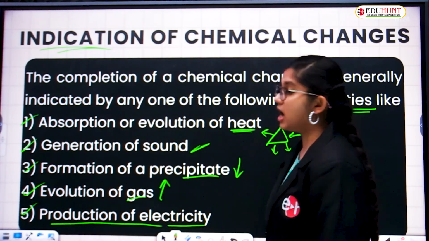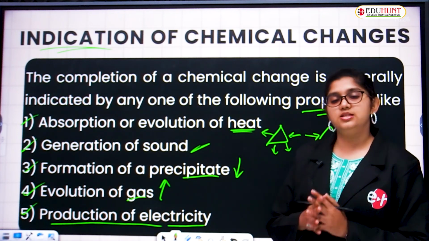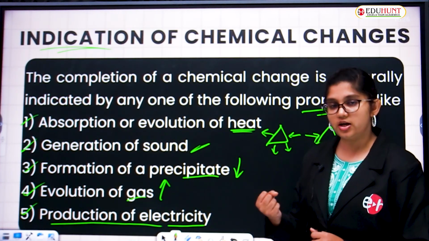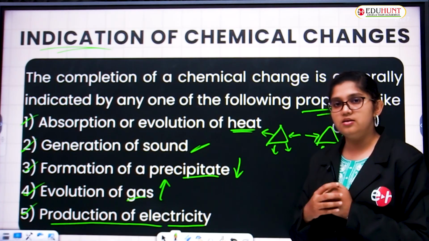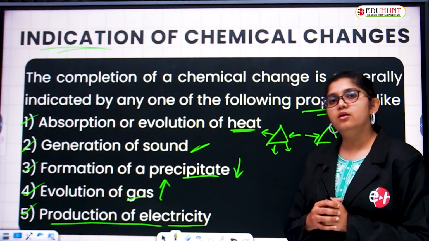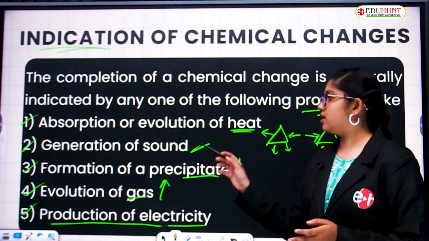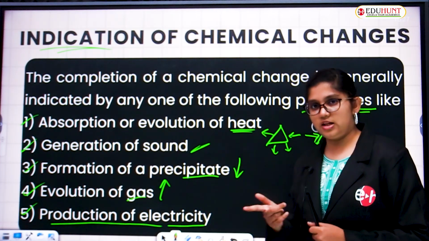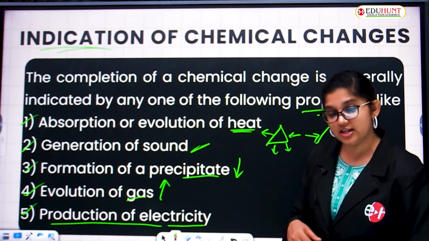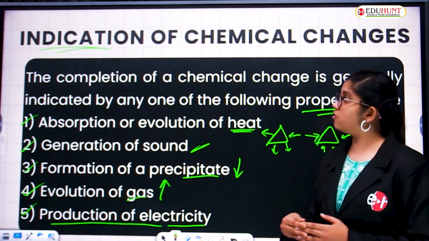Okay, so these are such 5 indications to observe that is a completion of a chemical change. Okay, ఏంటవి? ఫస్ట్ వన్ అబ్జార్ప్షన్. అంటే హీట్ అబ్జార్బ్ చేసుకుంటే బీకర్ ఏమవుతుంది, it will become cool. Very good. So evolution of heat అంటే the beaker will become hot. Very good. Generation of sounds. So సౌండ్స్ వింటే మనకి తెలిసిపోతుంది కెమికల్ రియాక్షన్ జరిగిపోయింది. And formation of precipitate, evolution of gas, and also the production of electricity. So these are such the 5 indications of a chemical change.